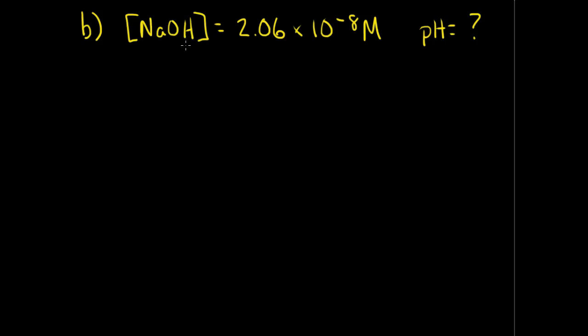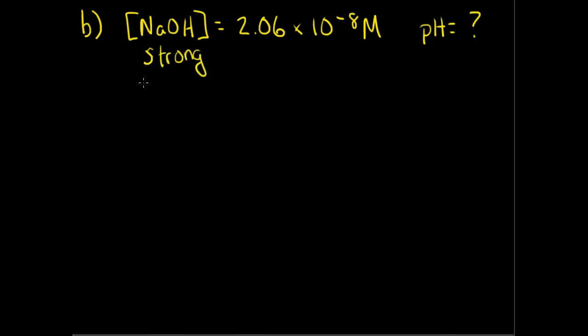Our concentration of sodium hydroxide is 2.06 times 10 to the minus 8 molar, and we want to know our pH. Okay, well, how do we do that? Sodium hydroxide is a strong base. That means 100% dissociation. So this is effectively saying that our concentration of sodium hydroxide is the same as our hydroxide ion concentration. So our hydroxide ion concentration is 2.06 times 10 to the minus 8th molar.